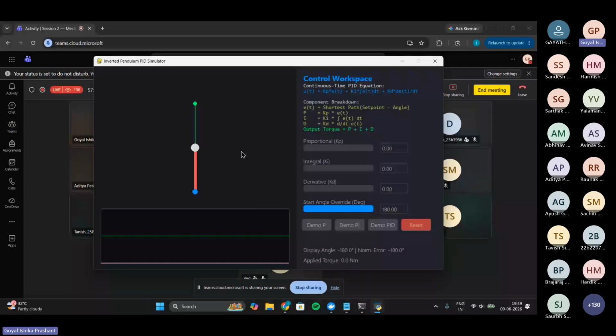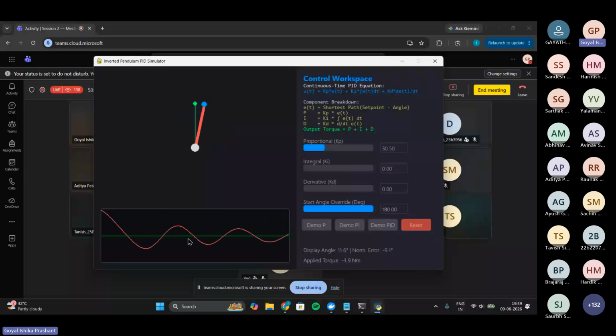Okay, so here we have an inverted pendulum. This is the pendulum right here in blue, and this is the reference point where we want our pendulum to reach. On the right hand side here, we have our controls like the proportional control, the integral control, and the derivative control. This represents the start angle. So right now it's at 180, but we can change it to be whatever value that we want. So let's keep it at 180 for now. Now this represents where the pendulum is currently, and this green line represents where we want it to reach, the reference point. So let's see what happens when we put in some proportional control.